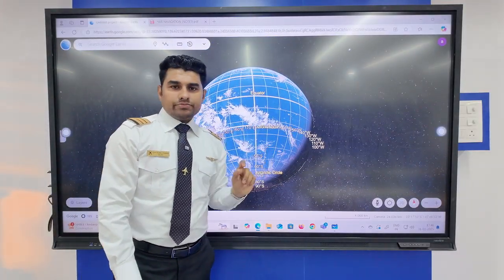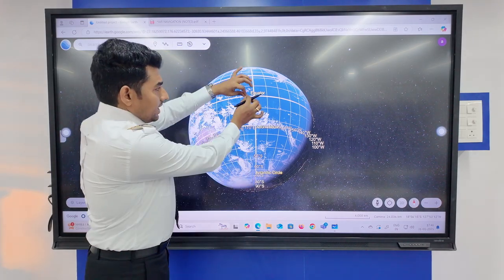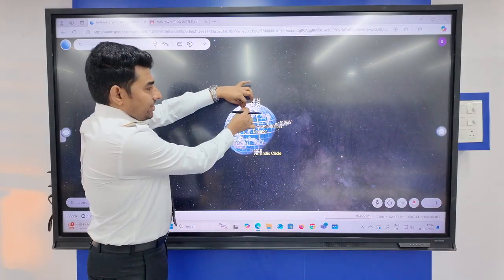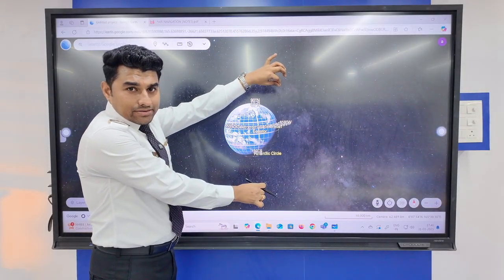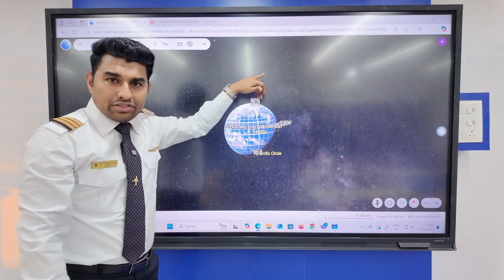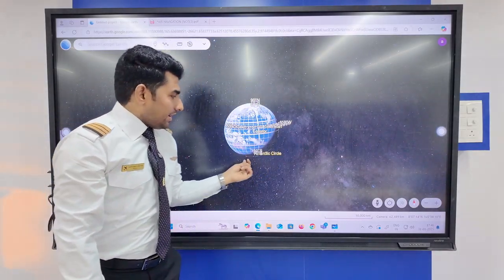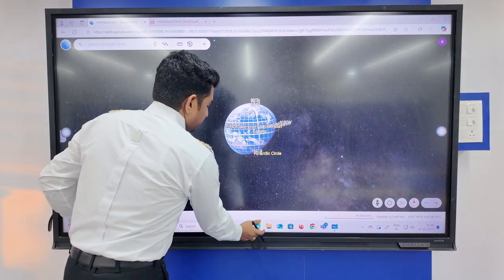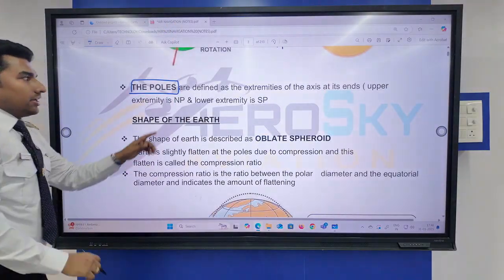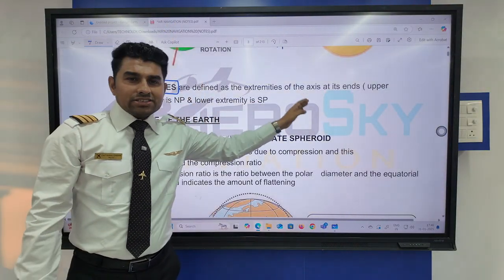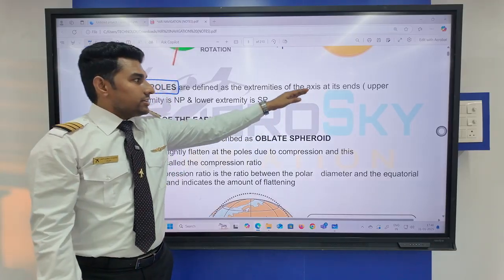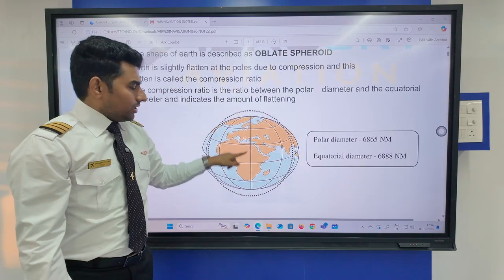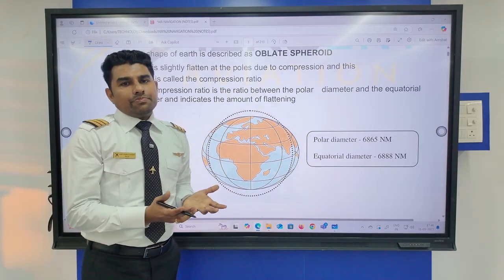But what are poles? Poles are nothing but your ends. If I say this is an axis of the Earth, these are the end points of a particular axis. So the north end is called the North Pole. The southern end is called the South Pole. As simple as what is explained in the notes, you can check it. They are defined as the extremities of an axis. The upper extremity is called the North Pole, which is on the top, and the lower extremity is called the South Pole.